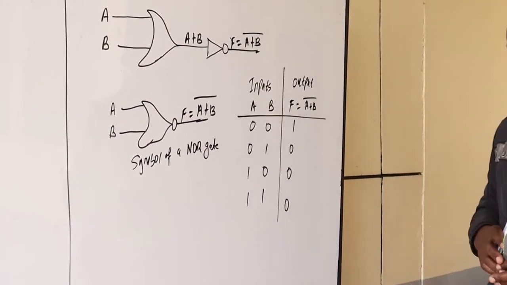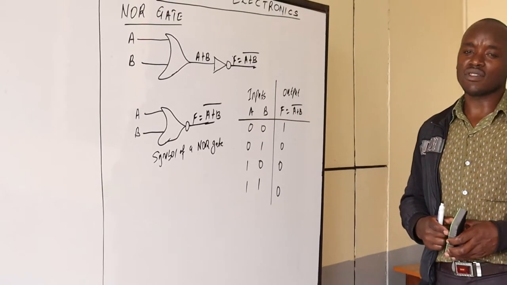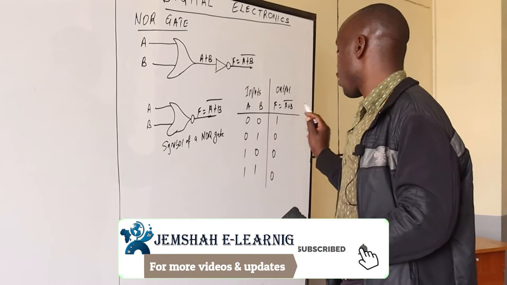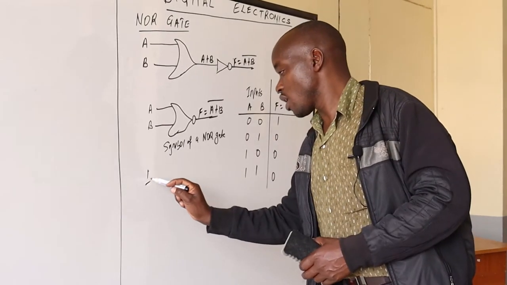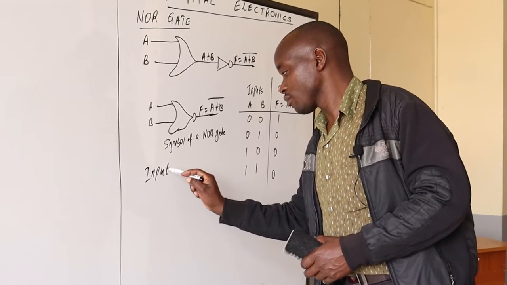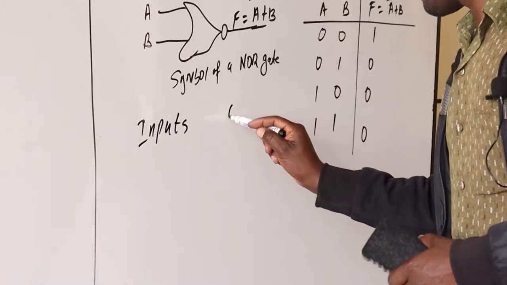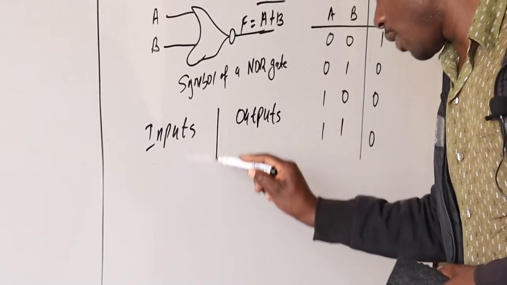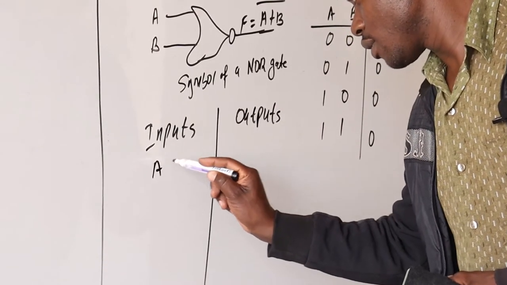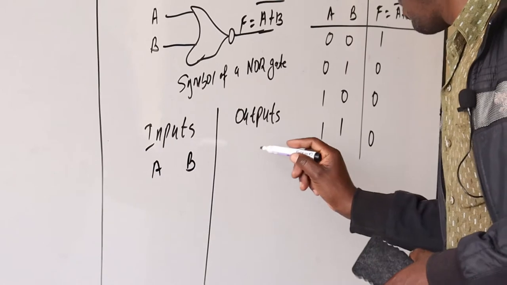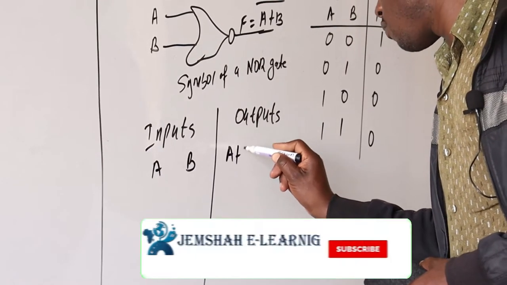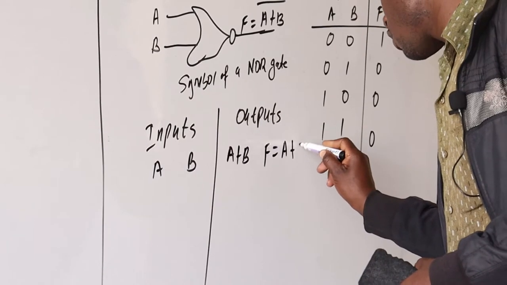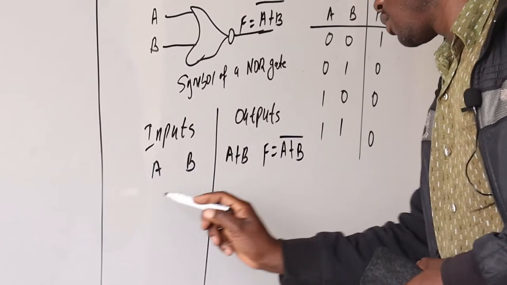But if I don't draw the bigger truth table, some people don't understand what we are doing. So what I do here now, I will draw another truth table, which has even the OR gate column before we get the output. So we have the inputs. Let me draw another one here. The inputs. Then we have the outputs. So what will happen is I have A and B, and then we have A plus B, but our output F is A plus B inverted. So let us see what will happen.